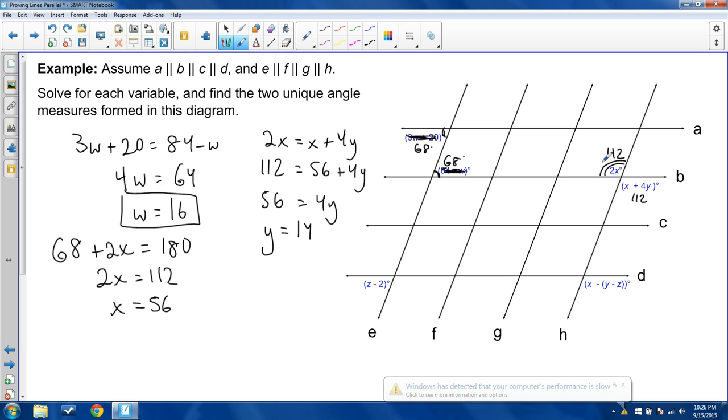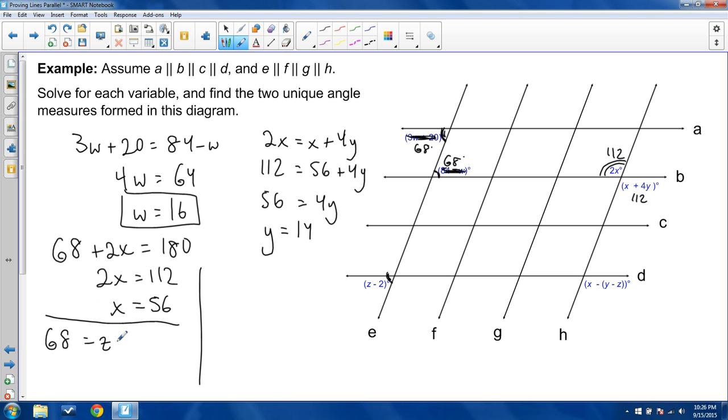Now I have to solve for z, and there are two different ways I can solve for z. I found out that this was 68 a long time ago, and here I have this angle way down here that's z minus 2. So here, these two angles, 68 and z minus 2, on E as the transversal, A and D are parallel. These are both corresponding angles, and those are both congruent. So one way I could solve for this is by setting 68 equal to z minus 2. If I add 2 to both sides, I'm going to get z equals 70. That's a pretty quick way of finding it out.